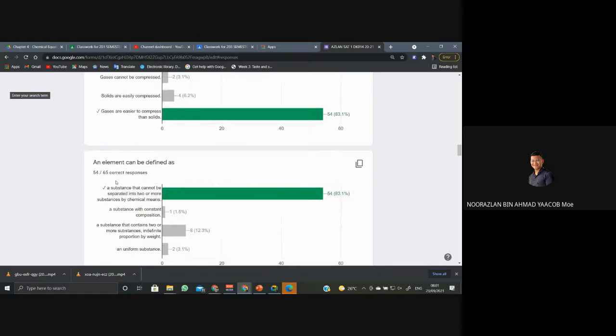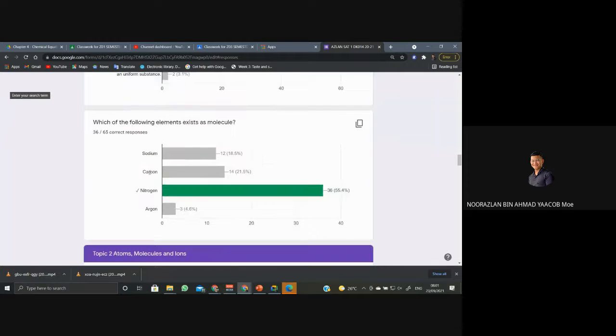Soalan seterusnya, this one. An element can be defined, definition ni boleh tengok balik nota kamu, so I'm not going to touch into that. Untuk soalan ni, which of the following elements exists as molecule? This one yang exists as molecule, you should know that nitrogen, group 15, dia wujud sebagai N2. So this exists as N2.